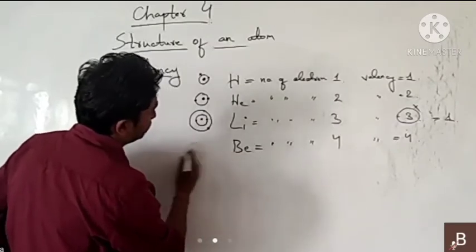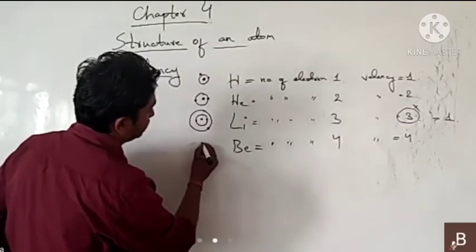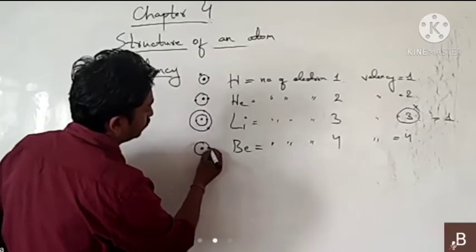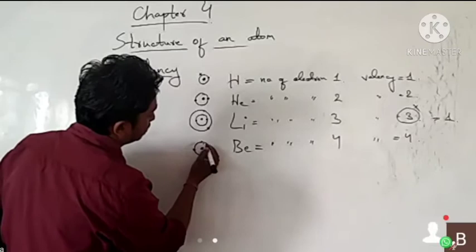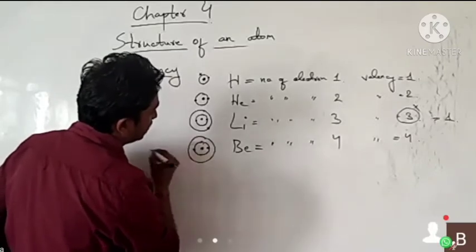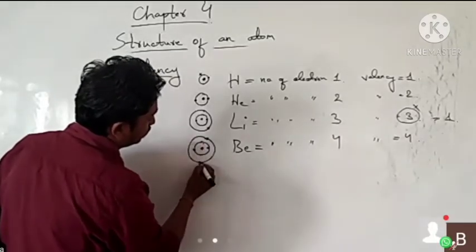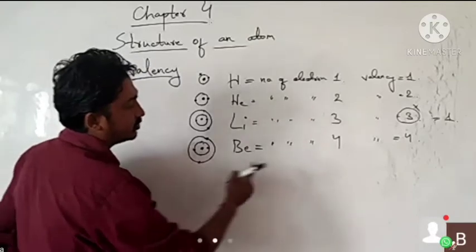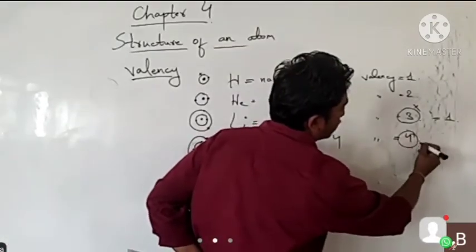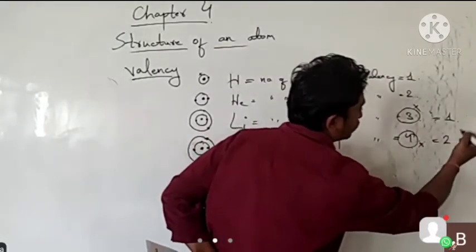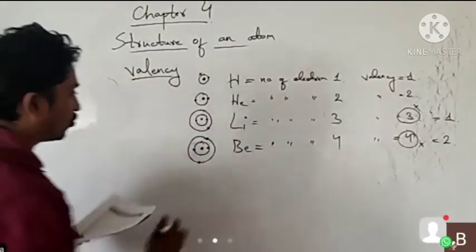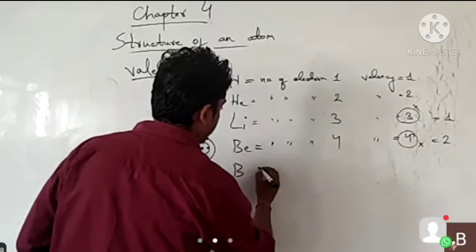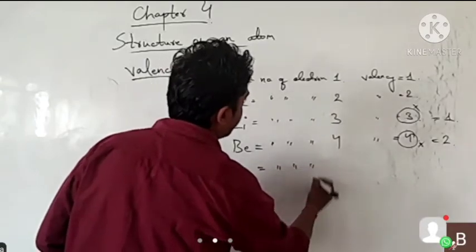Then beryllium, again let's make it easier. 2 we have to fulfill, and we have to take one more cell and 2. So instead of 4 it will be 2. Then we have another element, that is boron. So what is the number of electrons in boron?